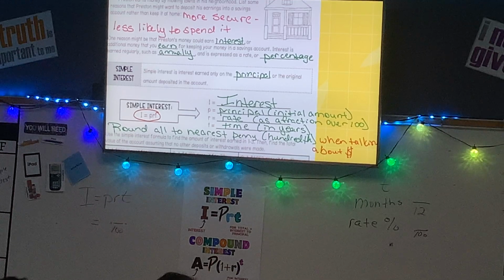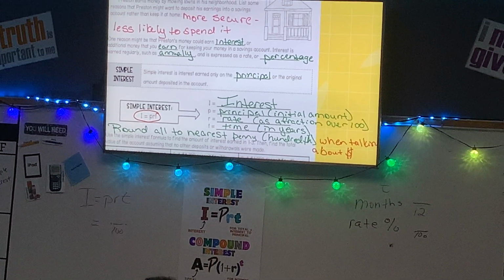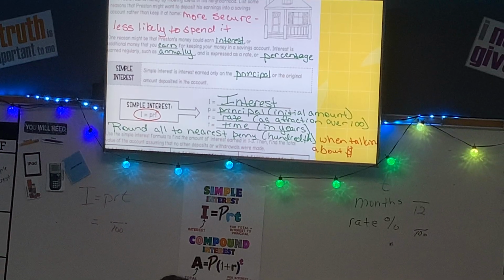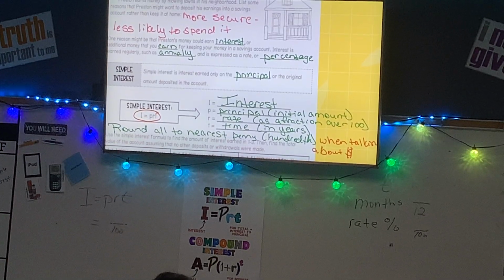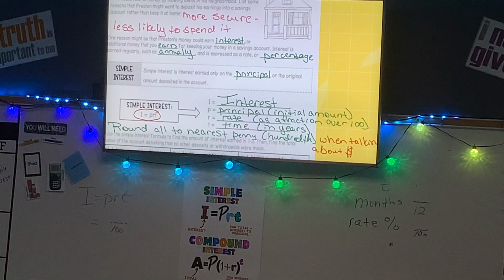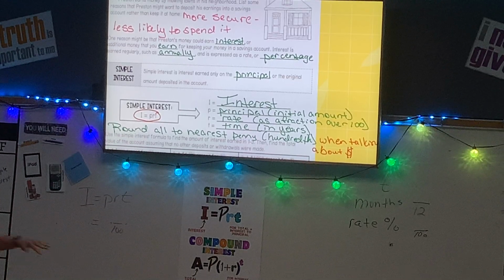Your formula is I equals PRT. The only time you have to memorize a formula is if it's on the MAPS test, because they won't give you a formula chart on the MAPS test. This formula will be on your formula chart for the STAR test. And then I also have it written right here on the board.